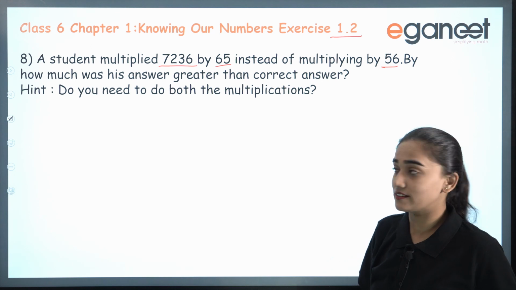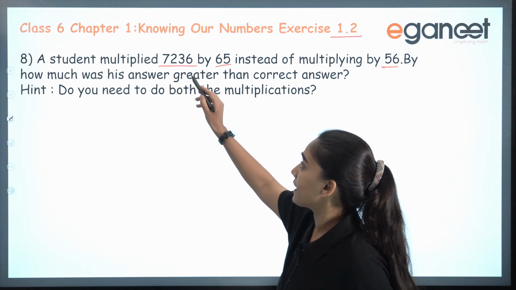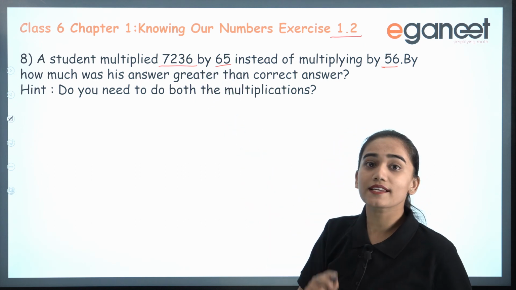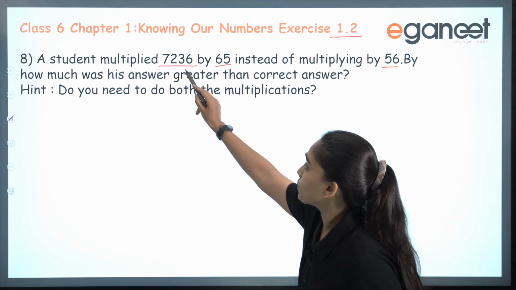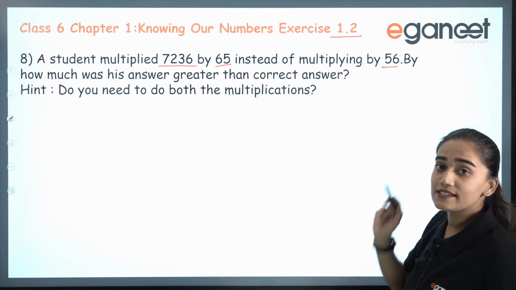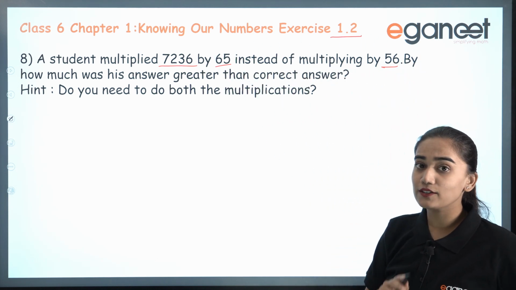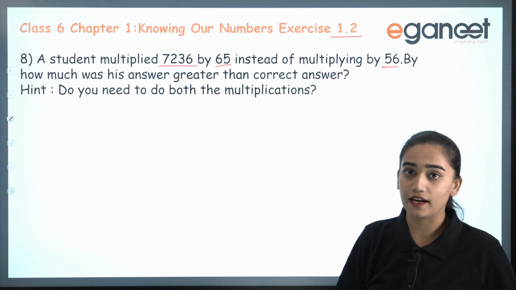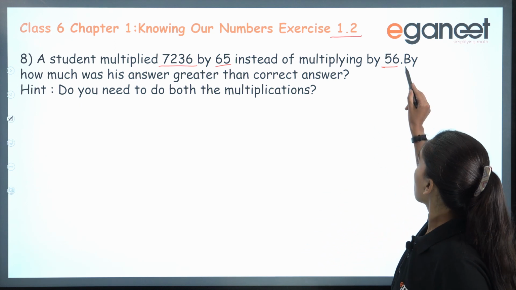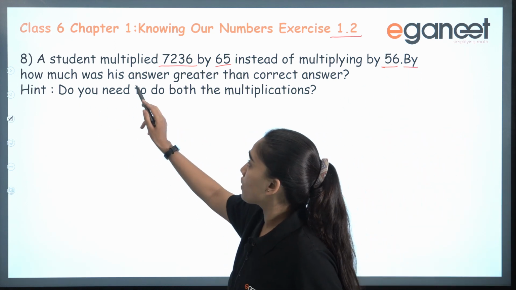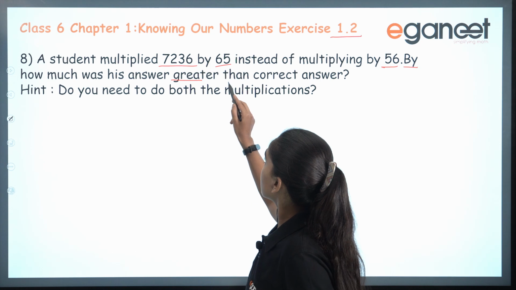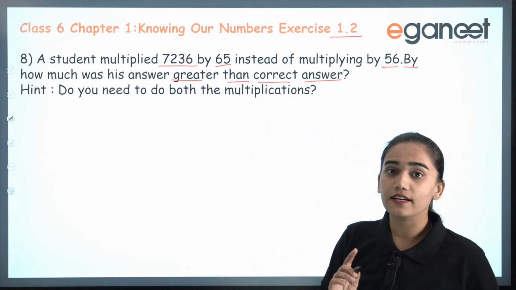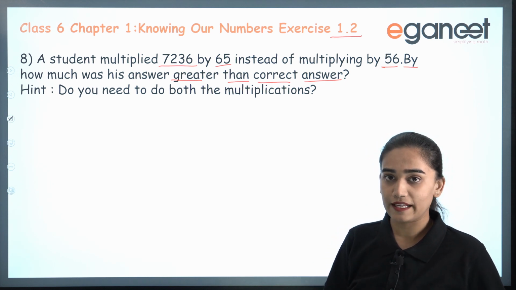क्या कह रहा है क्वेश्चन? A student has multiplied 7236 by 65 but उसे किससे मल्टीप्लाई करना था? 7236 को 56 से मल्टीप्लाई करना था, बट उस बच्चे ने क्या किया? 7236 को 65 से मल्टीप्लाई कर दिया. Now what we need to find is by how much was his answer greater than the correct answer. What we need to find is, correct answer से हमें कितने से ज़्यादा मिलेगा.